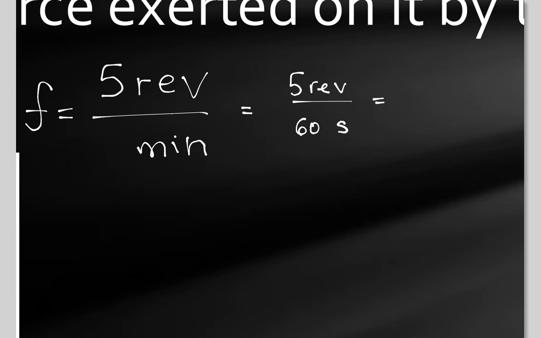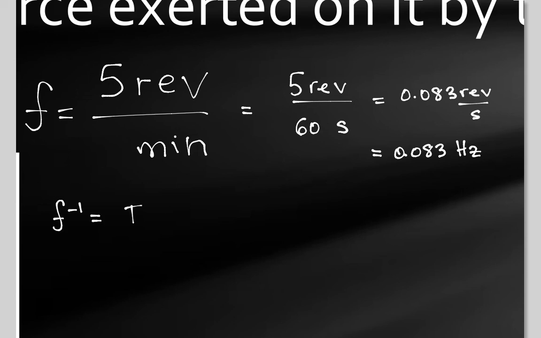You have to convert to your standard units, minutes to seconds. 5 divided by 60 is 0.083 repeating, and we can put revolutions per second, or in other words, 0.083 hertz. So we've solved for the frequency. We take the reciprocal of the frequency, and we get the period. So we're going to take this value and take the reciprocal. So you have to invert it.